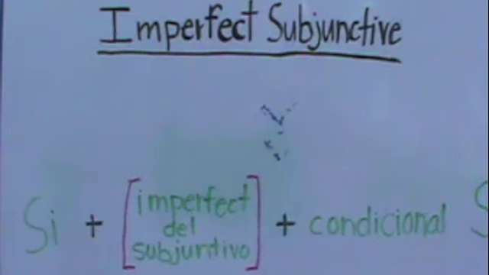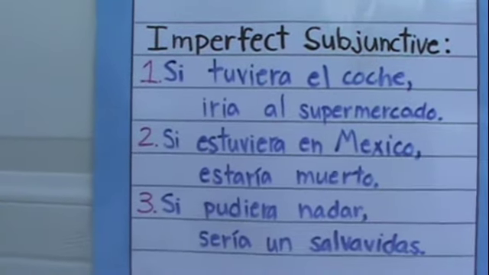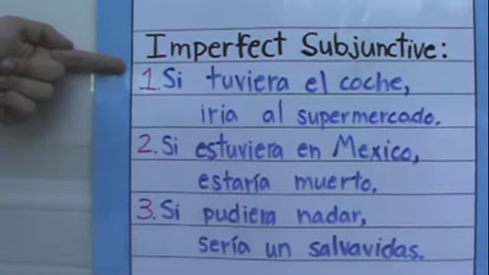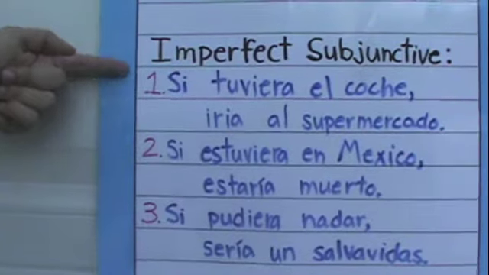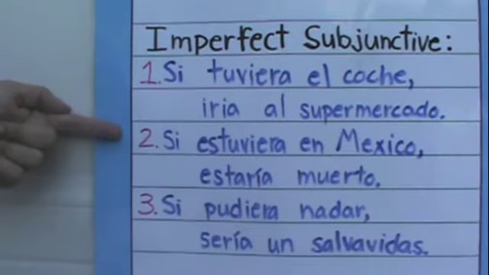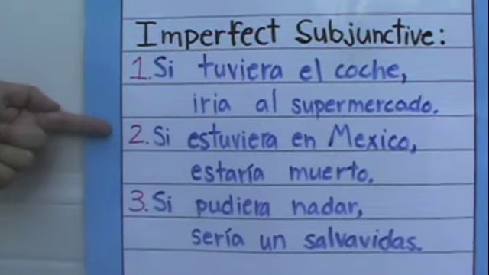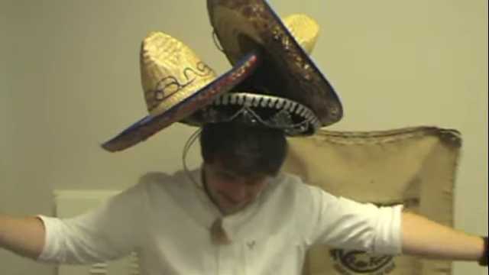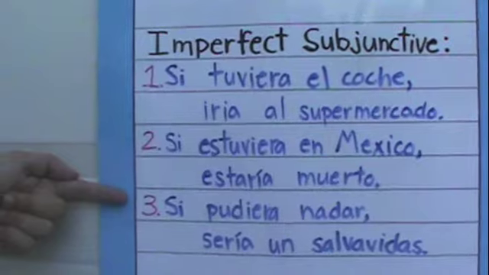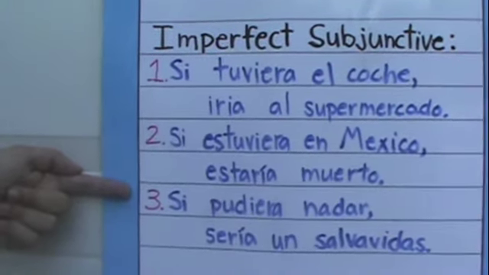Now that we've mastered the indicative, let's move on to the imperfect subjunctive. When forming an imperfect subjunctive conditional clause, once again you start with si, then add the imperfect del subjuntivo, finally end it with the conditional. Let's do some examples using the imperfect subjunctive. Uno. Si tuviera el coche, iría al supermercado. Dos. Si estuviera en México, estaría muerto. Tres. Si pudiera nadar, sería un salvavidas.